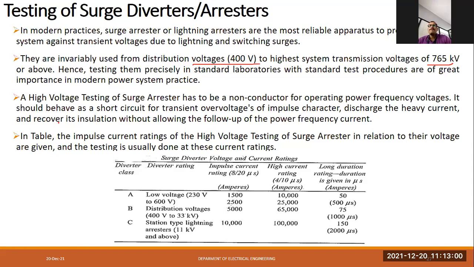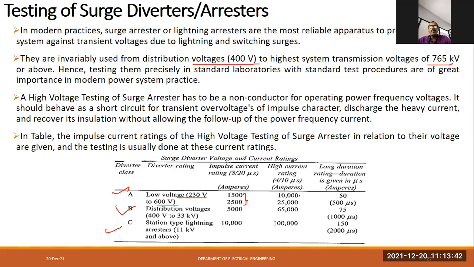Okay, in such a condition we need to discharge that high current to the ground, and we need to recover our insulation which was damaged due to the surging. At that time we should take into consideration the voltage and current ratings of the surge diverters, which are shown in this table. Here there are three classes of diverters: A, B, C. Class A stands for low voltage, 230 volt to 600 volt, and the impulse current rating for 8 by 20 microsecond is around 1500 or 2500 amperes.